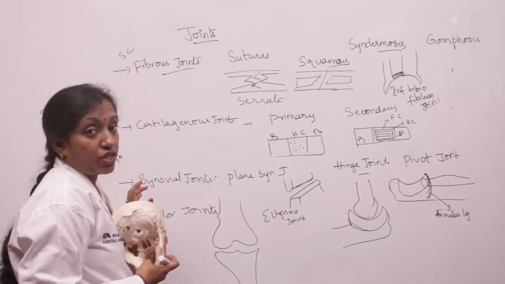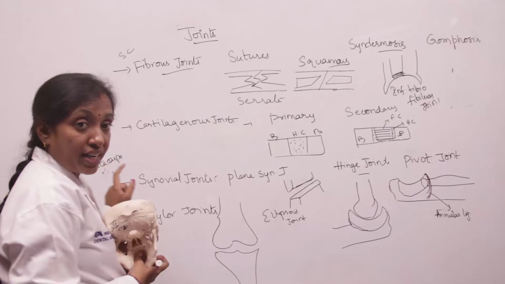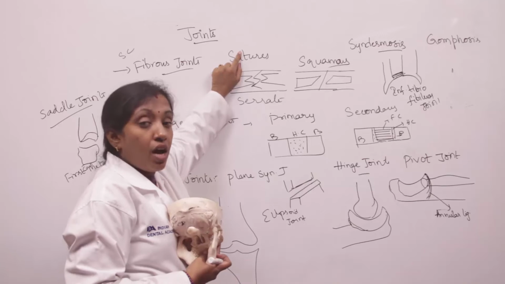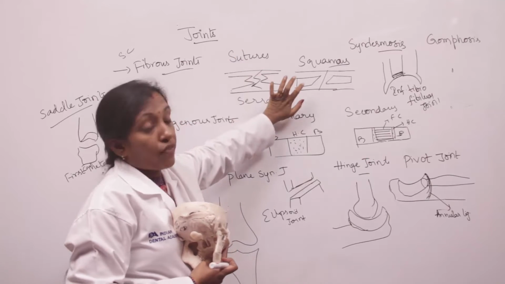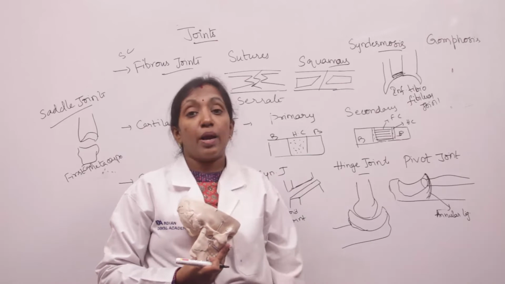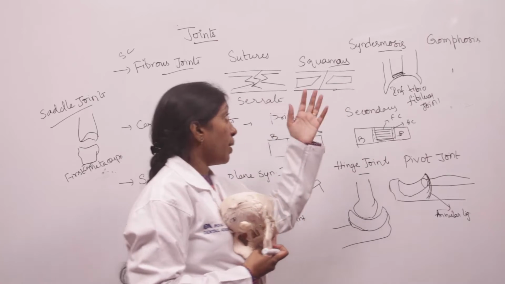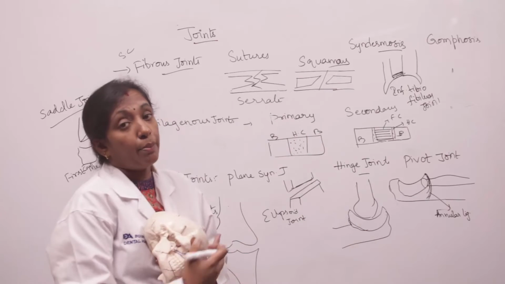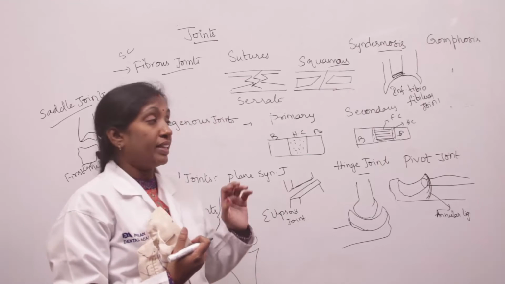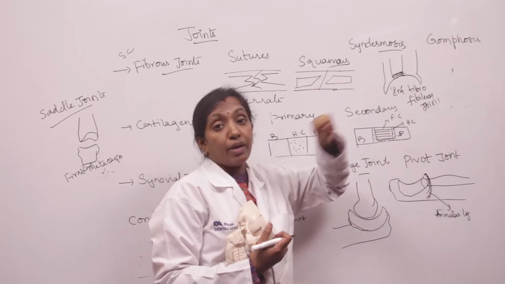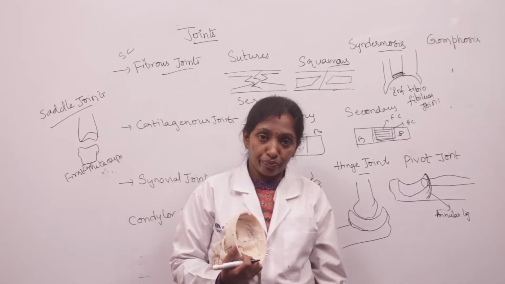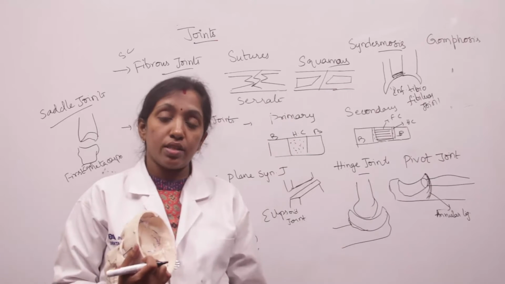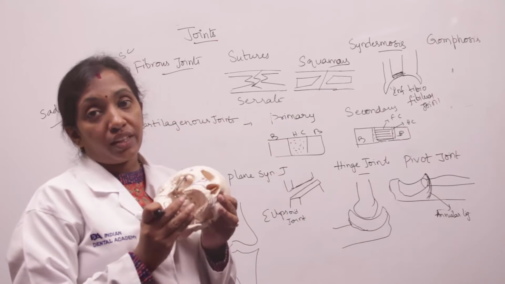Coming to the classification of joints, one is fibrous joints, the next is cartilaginous joints, and the third is synovial joints. In fibrous joints, we have sutures, which are seen in the vault of the skull: squamous, serrate and denticulate sutures. Syndesmosis is where two bones get united by an interosseous ligament, for example the inferior tibiofibular joint in the leg. Gomphosis is immobile, and is the presence of a tooth in the socket.